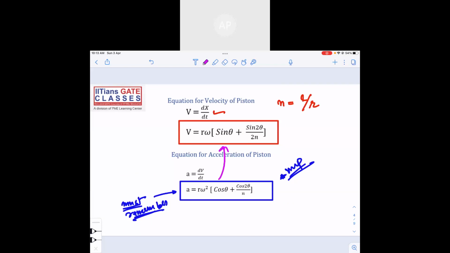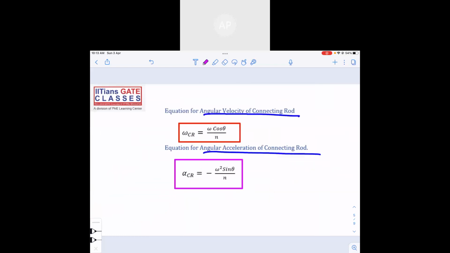If you're remembering velocity, you simply have to differentiate it, and you'll get this, right? And this too must be remembered. Direct questions have been asked many times: what is the acceleration of the connecting rod, and what is the angular velocity of the connecting rod? Otherwise, numerical questions are not possible. Even in GATE or Engineering Services or any other exams, they have not asked numerical questions on this. Subjective numerical questions are there in Engineering Services, but not in objective.